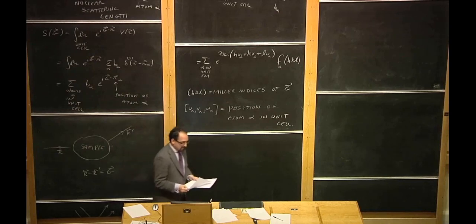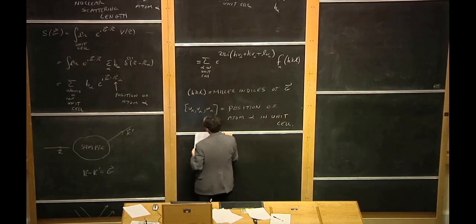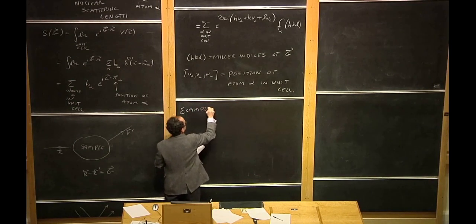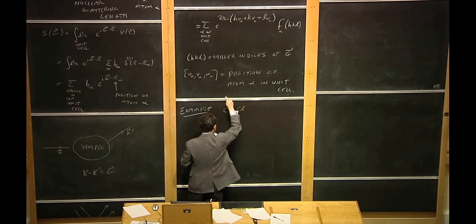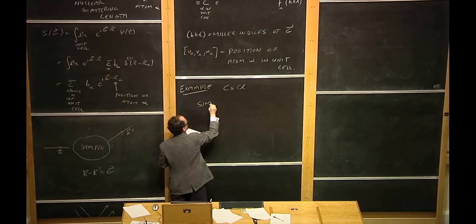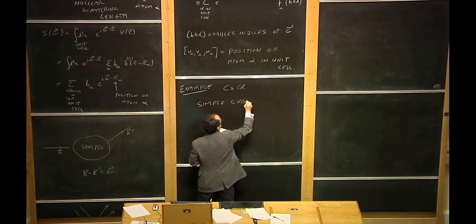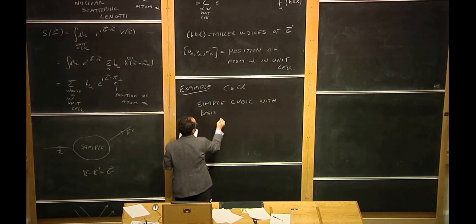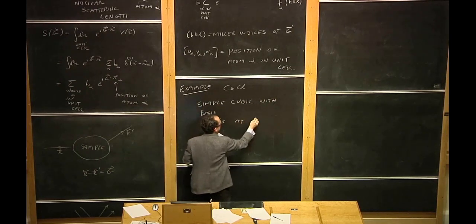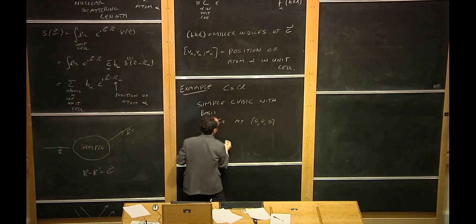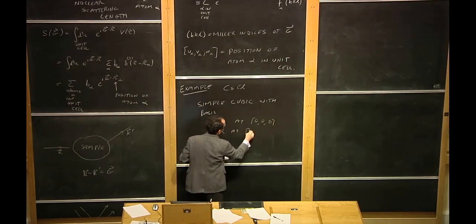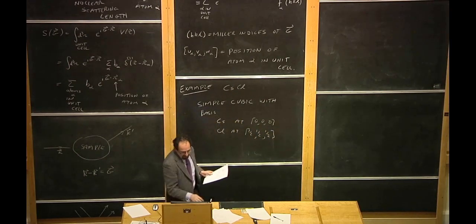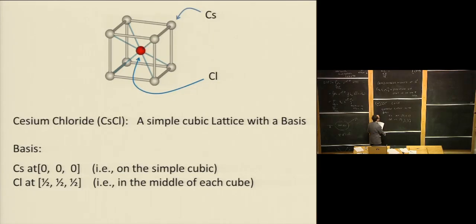Good so far? All right, let's actually do an example to make some of this more clear. So example: a material we talked about before, cesium chloride. You remember cesium chloride is simple cubic with a basis, and the basis has a cesium at 0, 0, 0, and a chlorine at 1/2, 1/2, 1/2. And actually, I think I may have a picture of that. Yeah, I hope this looks familiar. We spent some time discussing it.